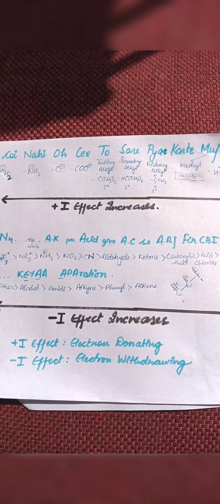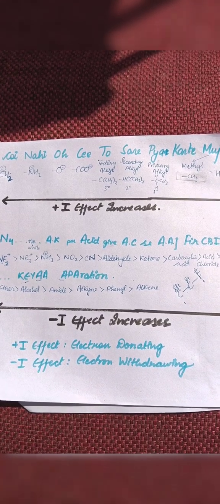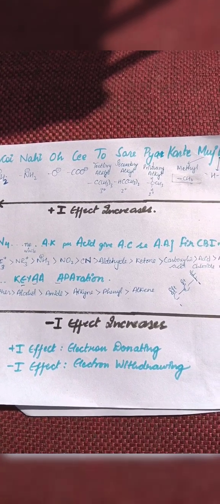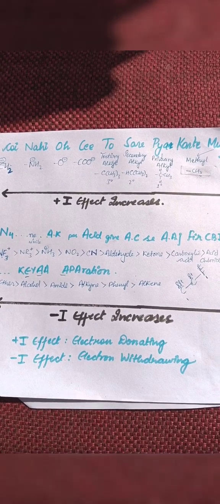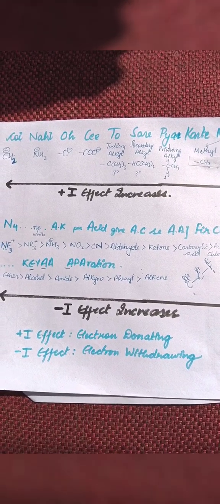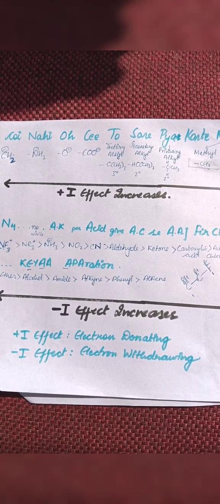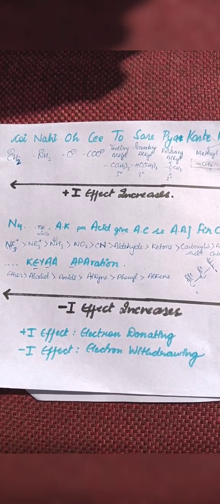So CH2 negative has the highest tendency to give electrons, whereas hydrogen has the least tendency to give electrons, and this is the order. It will help you in competition exams also to remember this trick. With this trick you can remember and apply this concept in the problems.